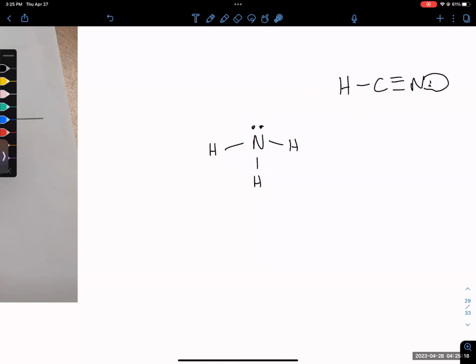So all of the lone pairs and the single bonds would occupy the same hybridization as the main atom, except if there's a double bond or a triple bond. Exactly. Okay. Exactly.